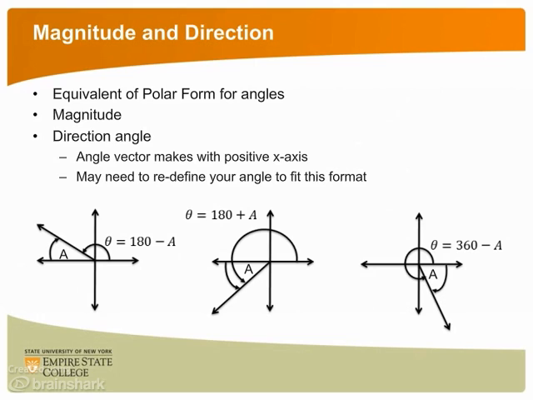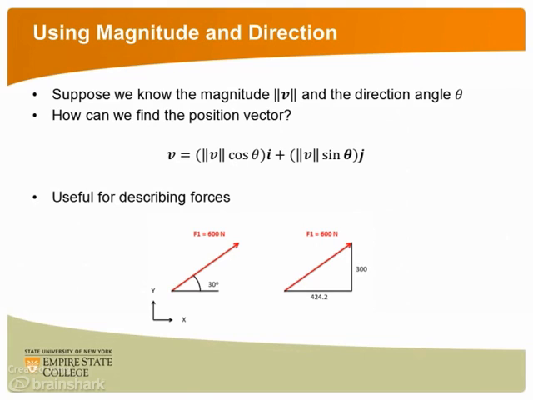But how can we take this information and develop our position vector? Suppose we know the magnitude and the direction angle theta. The x direction component is the magnitude multiplied by the cosine of theta. The y direction component is the magnitude multiplied by the sine of theta. This transformation is very useful in physics and real-world problems, as forces are usually described by their magnitude and their direction, rather than broken down into their directional components.